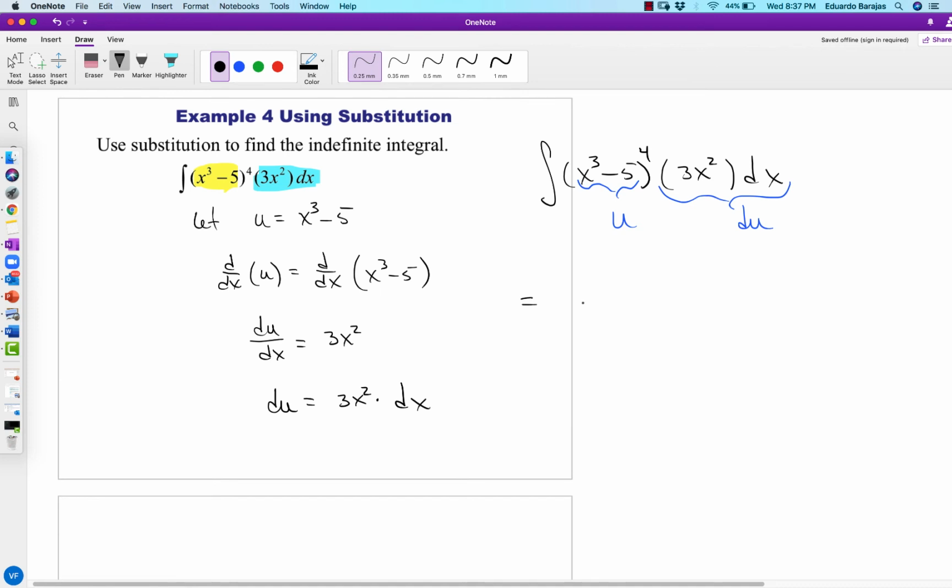The entire thing has to be exactly like that. So now this becomes a new integral, which will be the integral of u to the power of 4 du, and that's an easy one to solve. We know that that becomes u to the 5th power, and then we have to adjust for the constant, plus c. And now finally, rewrite your u back into your original variable, which is x to the 3rd power minus 5. So this becomes 1 over 5 times (x to the 3rd power minus 5) raised to the 5th power plus c.